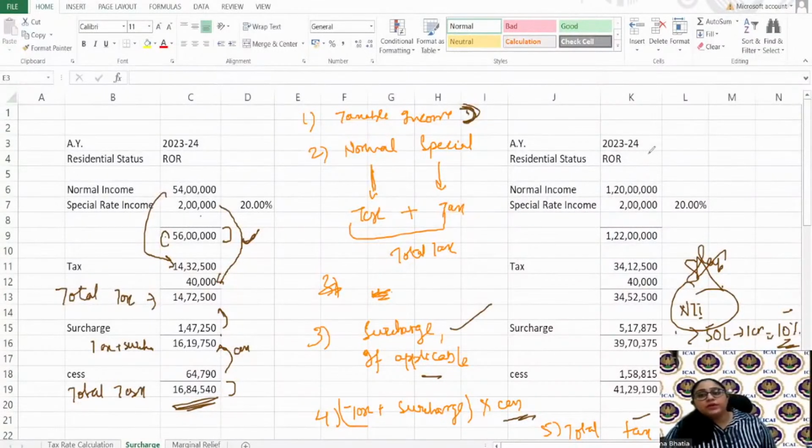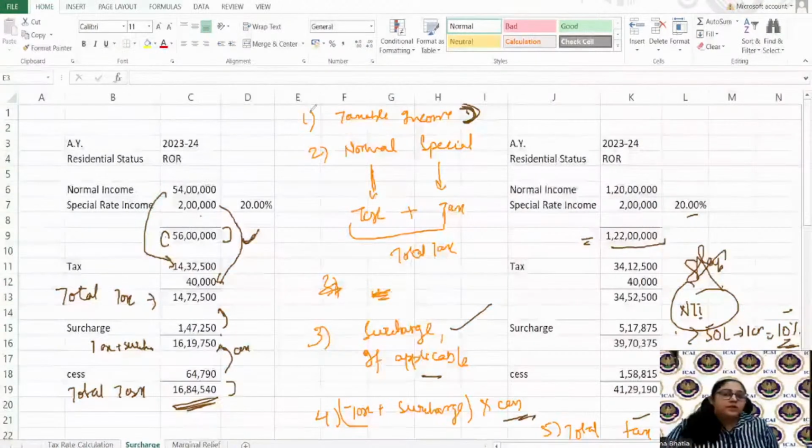Now quickly do it. I have given it, but please be honest to yourself and quickly calculate the tax amount on a total income of 1 crore 22 lakhs, in which 2 lakhs is special income taxed at 20%. Honestly solve it, please.